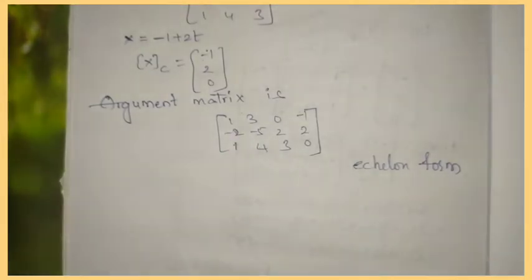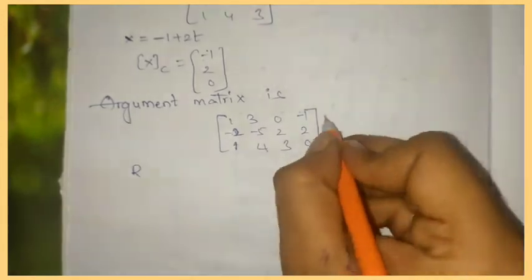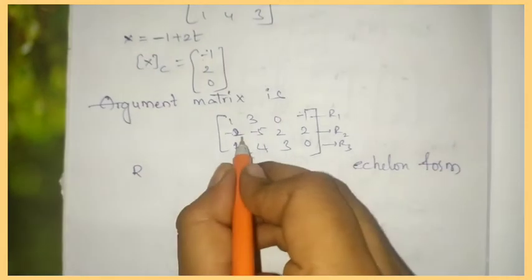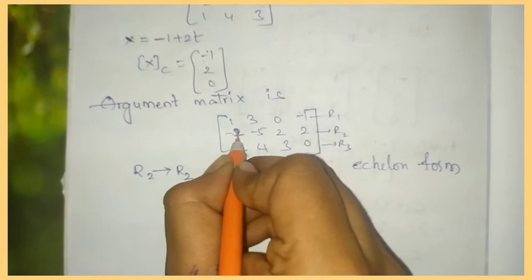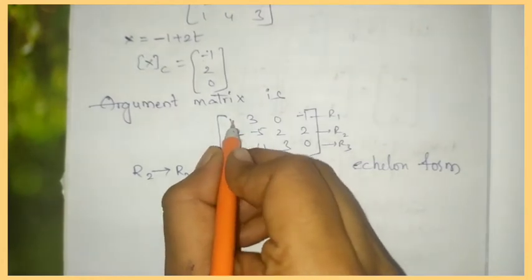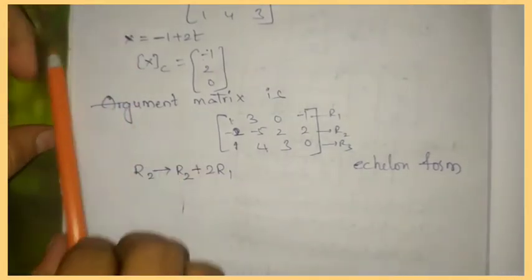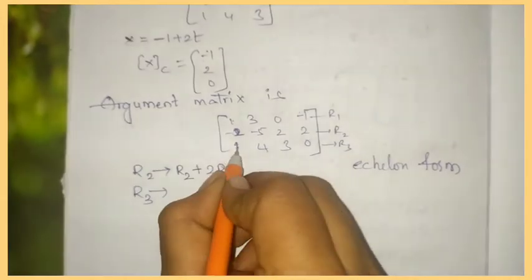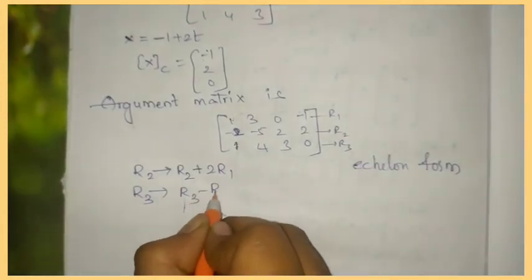Okay, to convert this, first we will take R2. These are the rows, R1, R2, R3. Okay, rows. First we will take R2. R2 tends to R2. Minus 2 is there. To make it 0, we have to multiply R1 with 2. Okay, plus 2R1. Next, for R3, to make R3 as 0, R3 minus R1. 1 minus 1 is 0. So R3 minus R1.